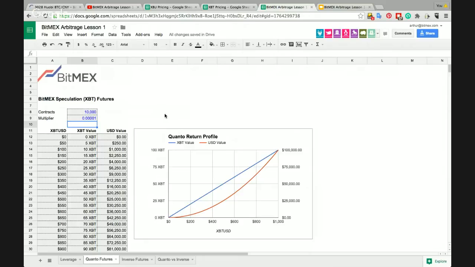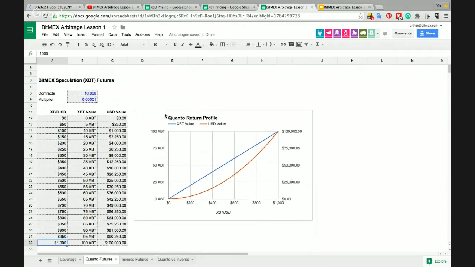So what I've done here is I've constructed a scenario where the Bitcoin spot price expires from 0 to 1,000 US dollars. And then we just computed the Bitcoin value and the US dollar value at each price. And you'll see this here. And then we graphed it so that it's easier to understand what's going on.